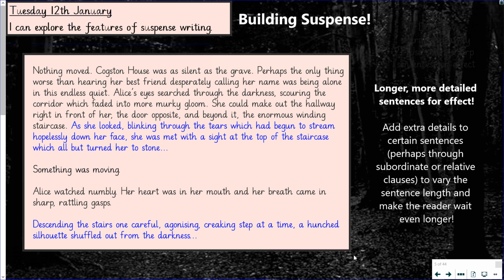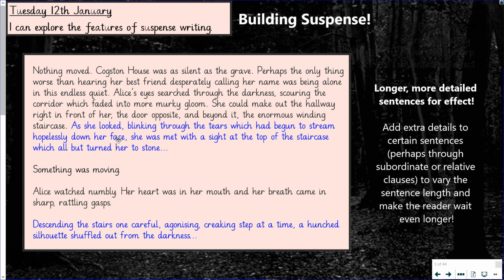Alongside that, another really important feature is to use longer, more detailed sentences for effect. So this is the idea of varying your sentence length. So we've talked about using short, sharp sentences, but we also need to use longer ones as well. So we need to add extra detail to certain sentences, perhaps through subordinate or relative clauses, to vary the sentence length and make the reader wait even longer.